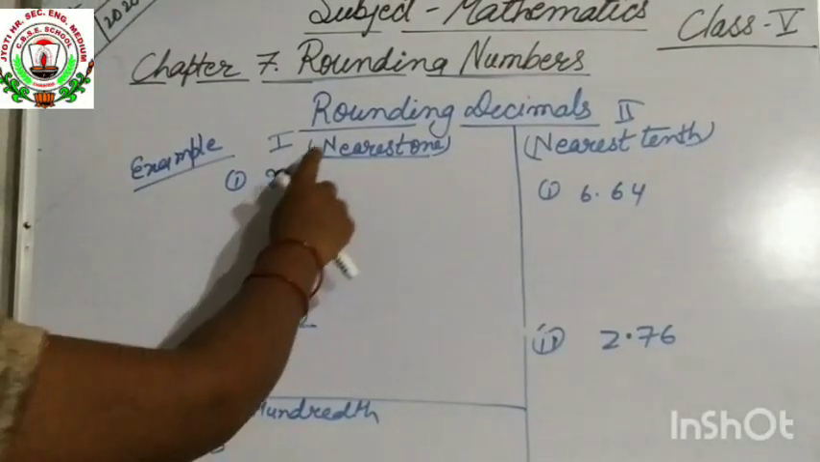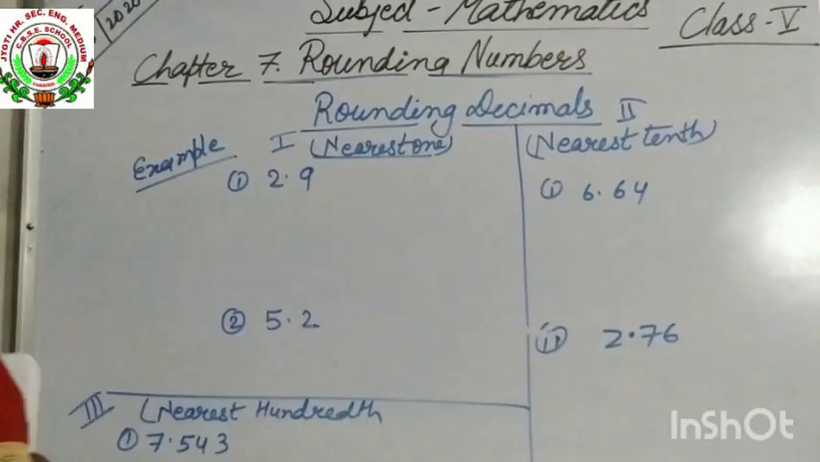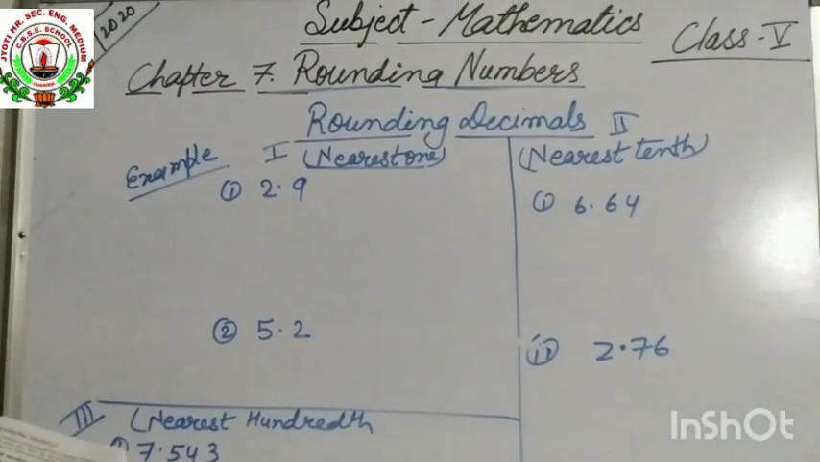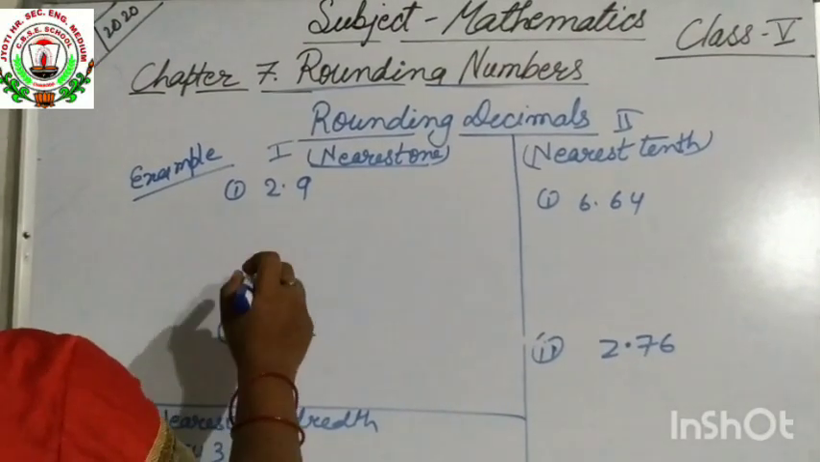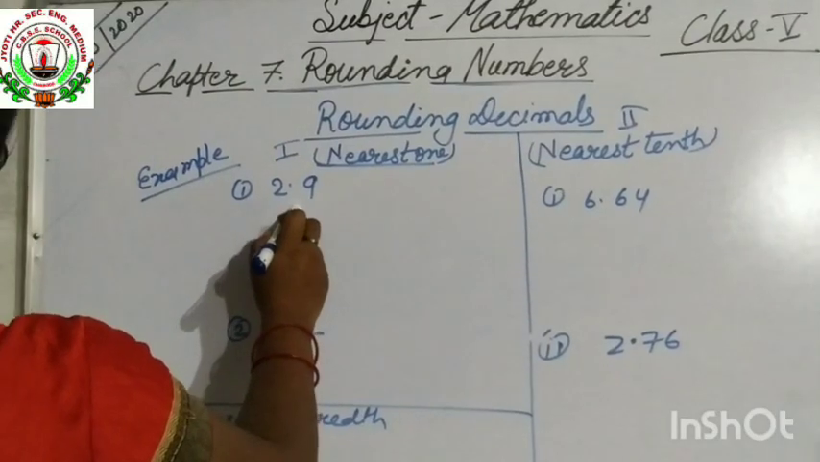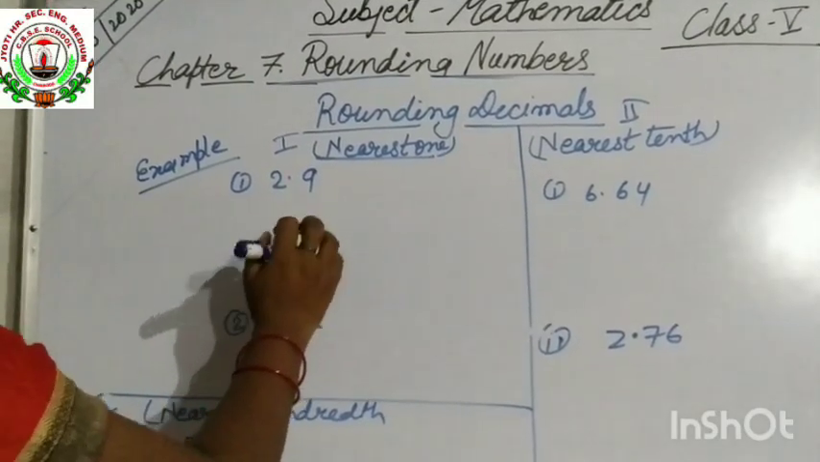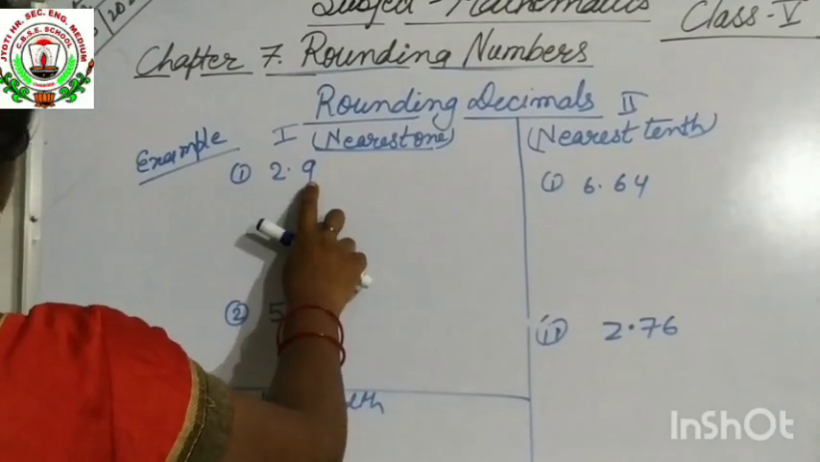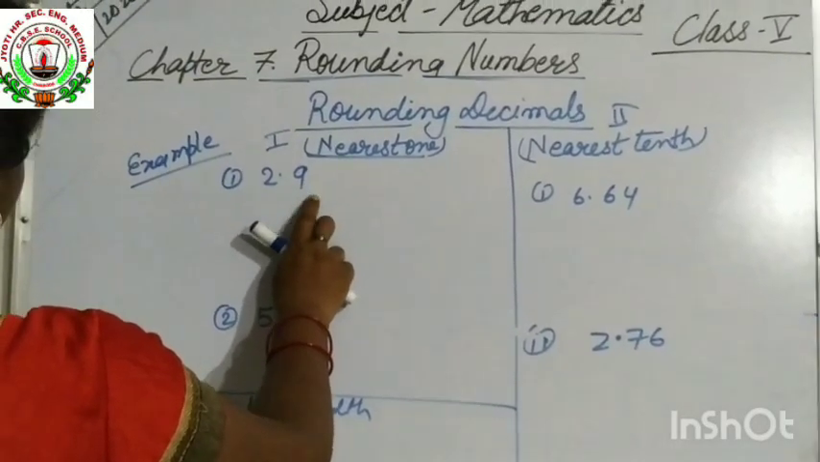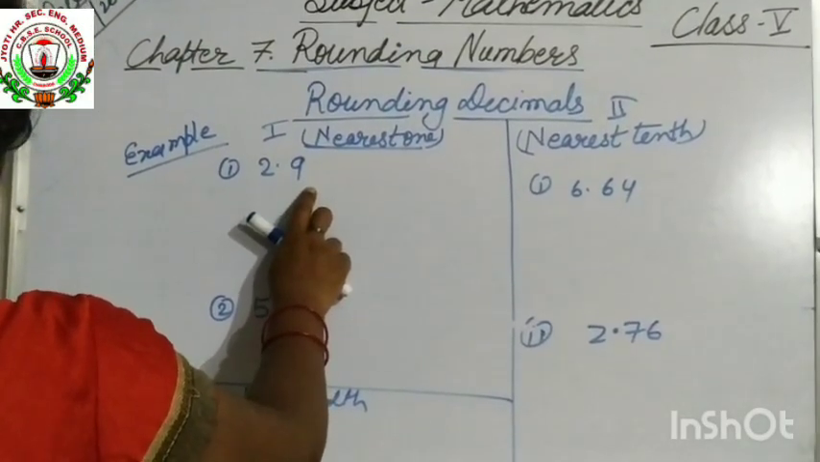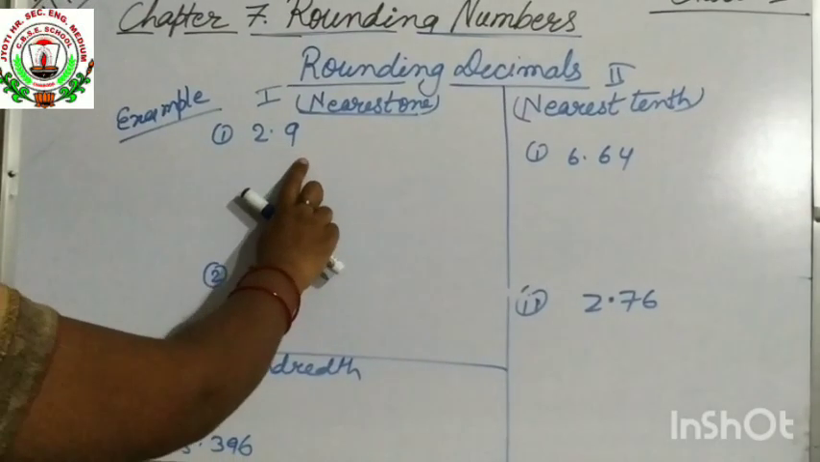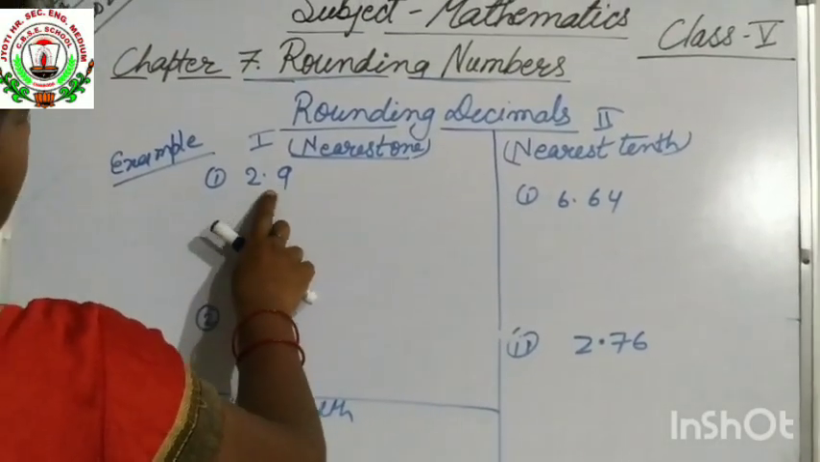Next topic is rounding of decimals. Here we have rounding decimal to the nearest 1. In nearest 1, if the digit in the tenth place is 1, 2, 3 or 4, we replace the digit in the tenth place by 0 and keep the digit in the ones place as it is.